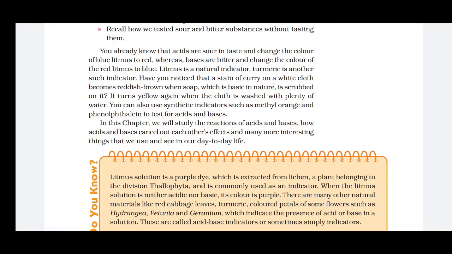Synthetic indicators are the indicators which are chemically obtained. For example, methyl orange and phenolphthalein are synthetic indicators. And the olfactory indicators are the substances which have different odor in acid and bases. Olfactory indicators are such indicators that if you put them in acid and in base, there will be a change in their smell.